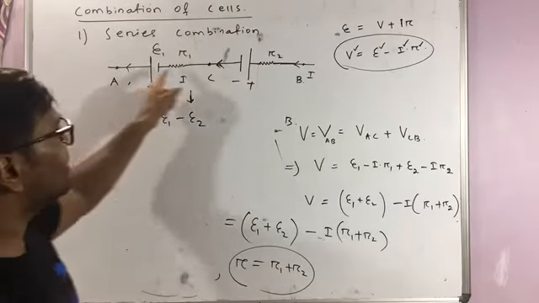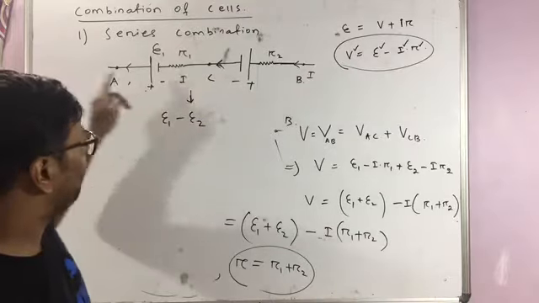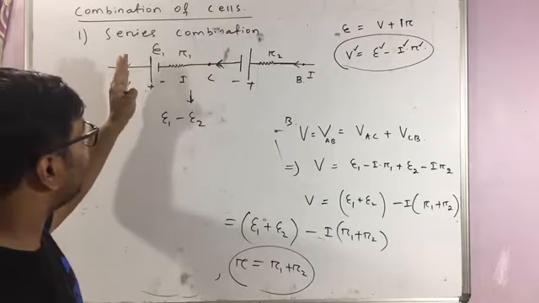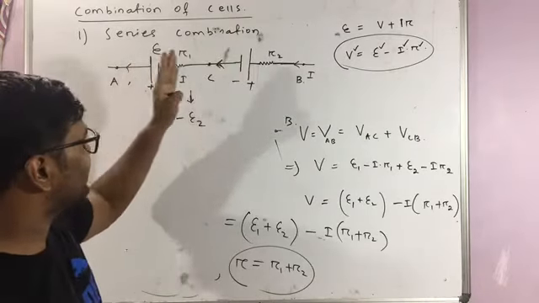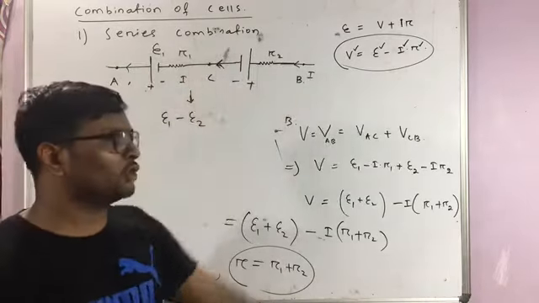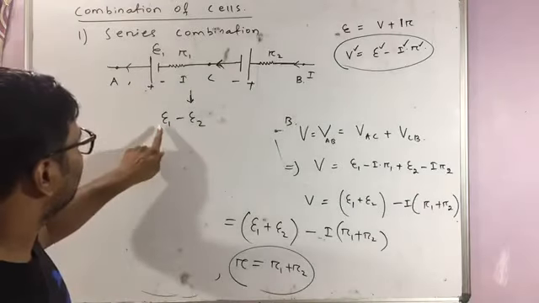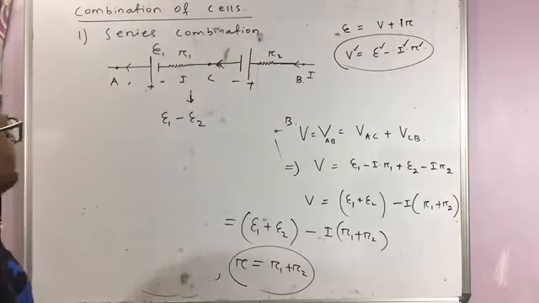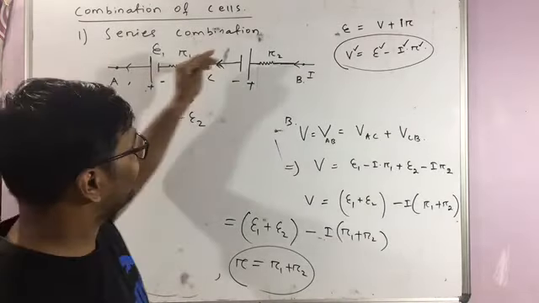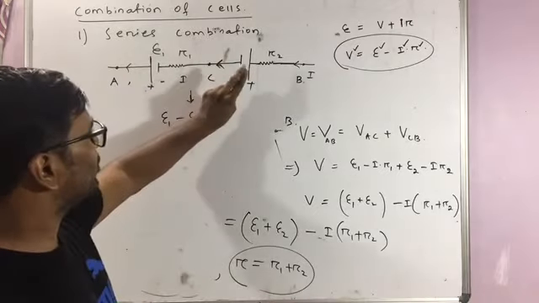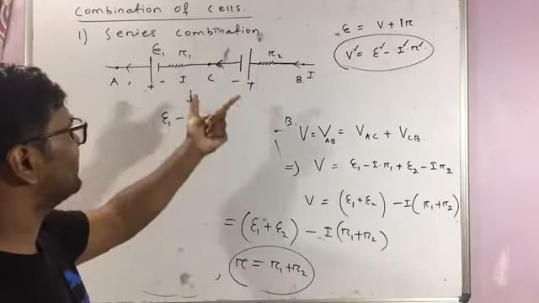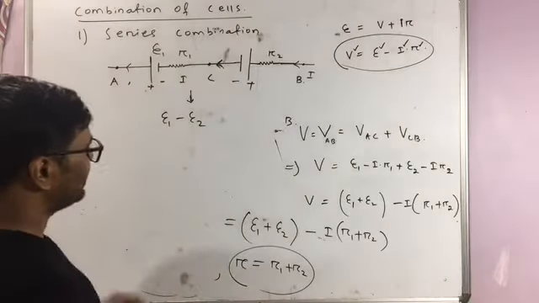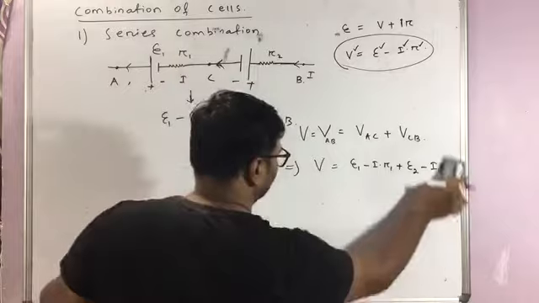So for n number of cells, if the style of connection is just like plus minus and it is continuous till n number of cells, then the net EMF is nothing but the sum of all the EMFs. Suppose in between any one cell's polarity is reversed, subtract that EMF from the net EMF, then you will get your value. Got it? So this is your series combination.